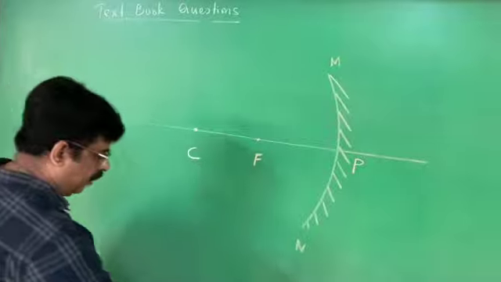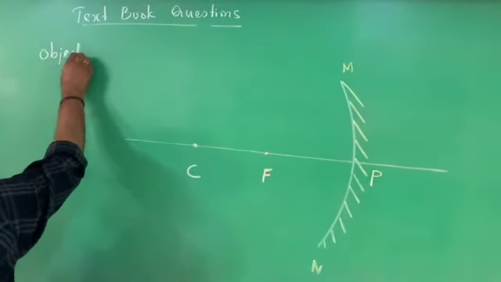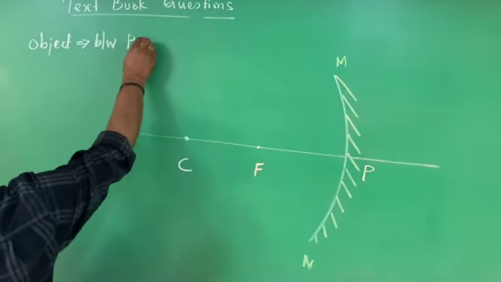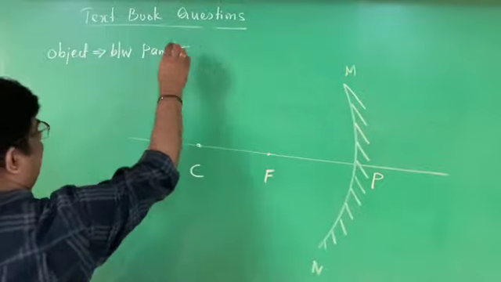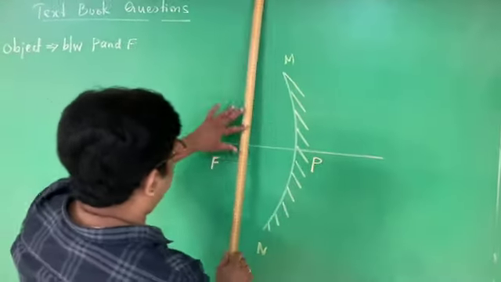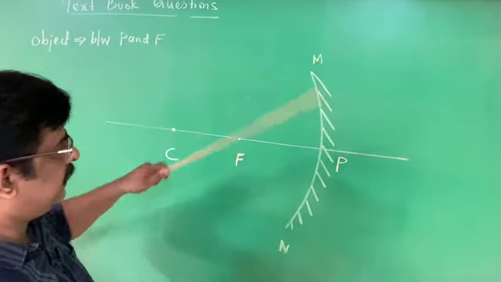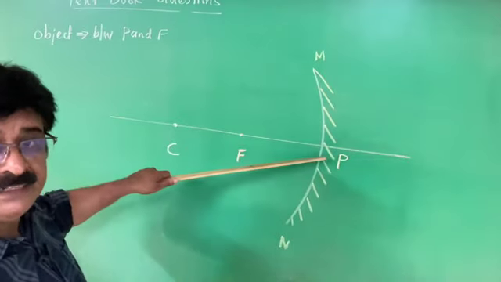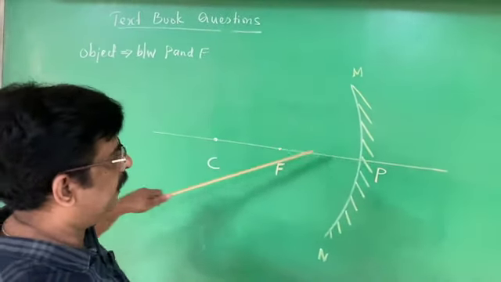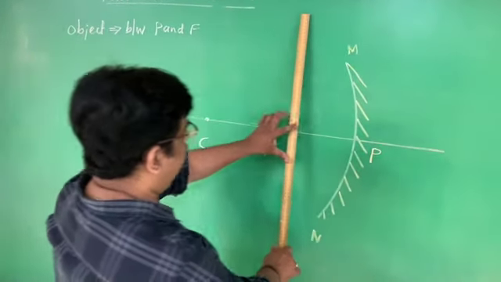Now where to keep the object? According to the question, the object should be placed between P and F, anywhere between P and F. In this problem, the focal length is given as 15 centimeter, so this length may be 15 centimeter. The object can be anywhere from 0 to 15 centimeter. We can keep the object there to get what is known as the erect image. I keep it here.